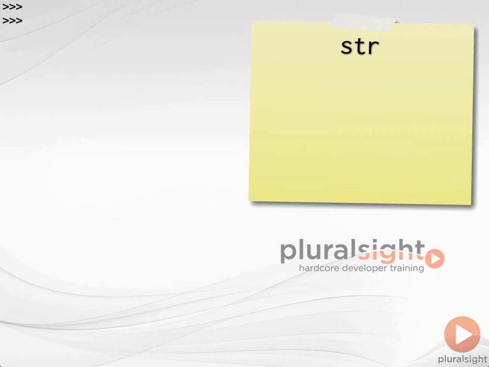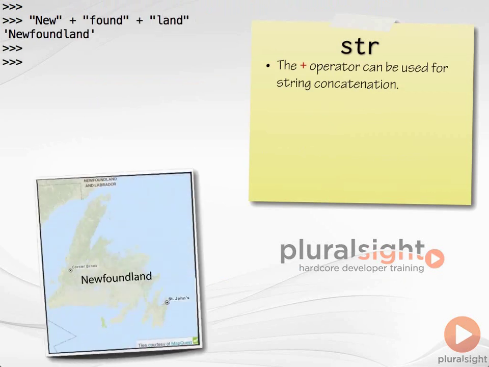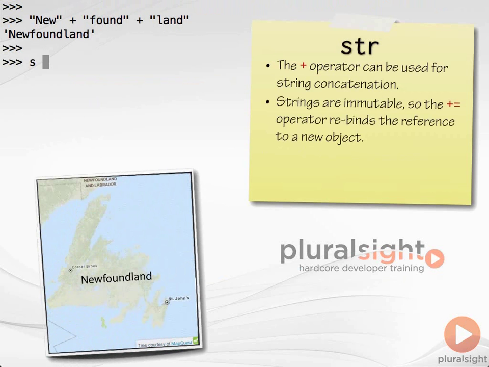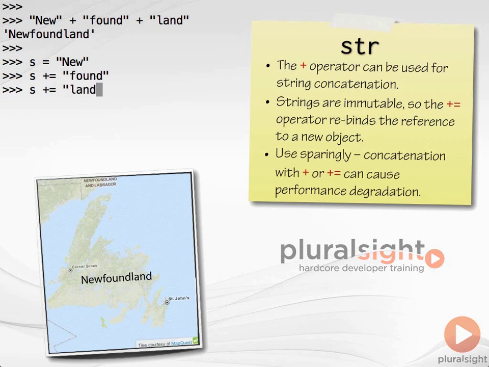Concatenation of strings is supported using the plus operator. For instance, it's easy to turn new found land into Newfoundland. Although for joining large numbers of strings, the join method should be preferred because it's substantially more efficient. This is because concatenation using the addition operator, or its augmented assignment version, can lead to the generation of large numbers of temporaries, with consequent costs for memory allocation and copies.